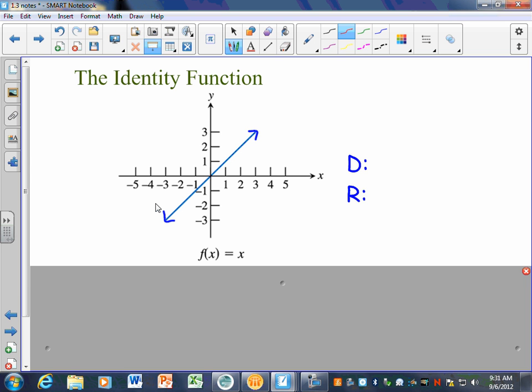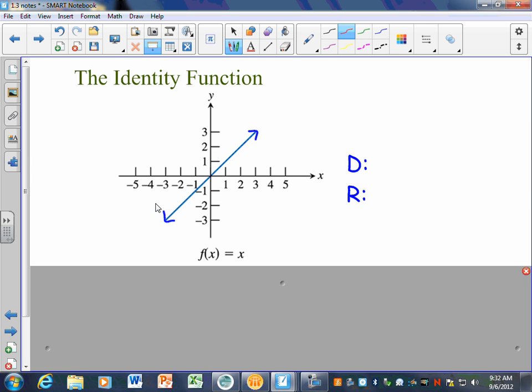A couple days down the road, we're going to talk about transformations again. But every linear function can be derived from the identity function. You can stretch it, you can shrink it, you can move it up, down, left, or right, and it would all come back to the identity function. I call these the parent functions. So this is your graph. This is your equation. It's just the line f of x equals x.